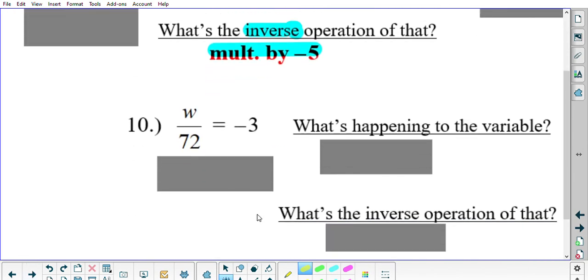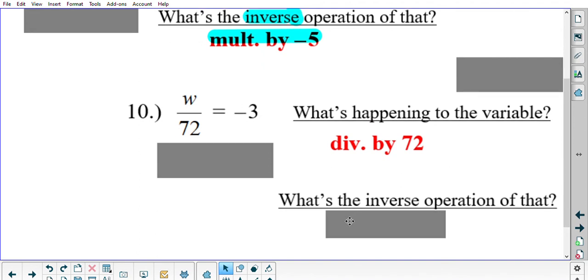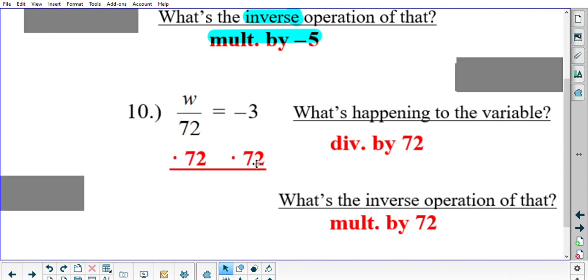Problem number 10, what was happening to the variable? Well, when it's in the numerator of a fraction and a 72 underneath, then that means the variable is being divided by 72. What's the inverse? Multiply by 72. And that's exactly what you should have done underneath on both sides. Times dot 72, times dot 72.